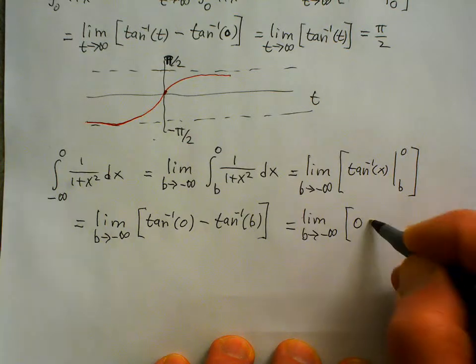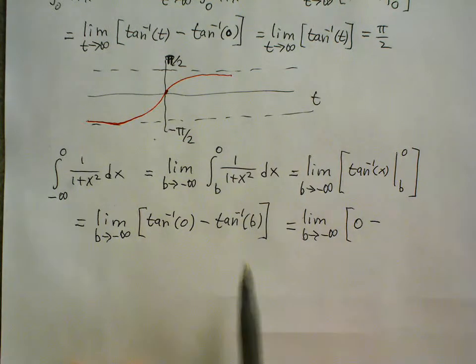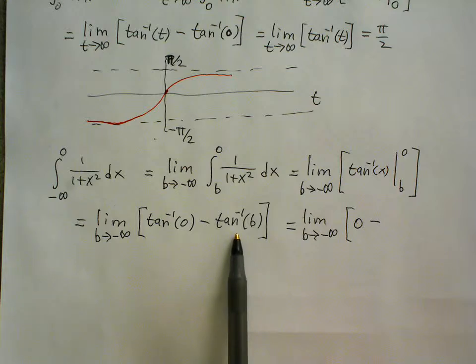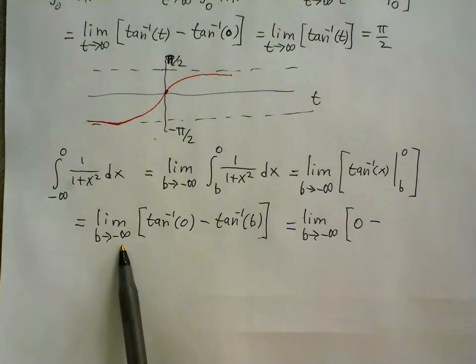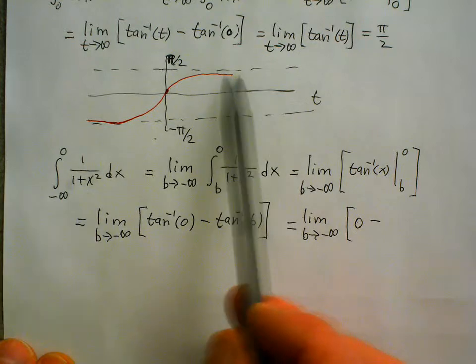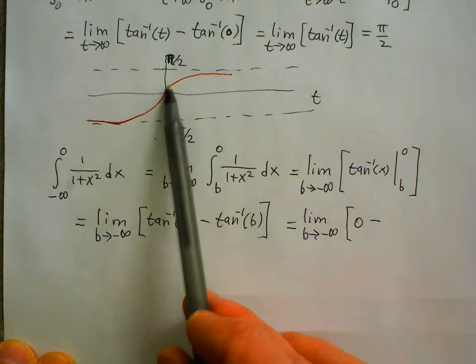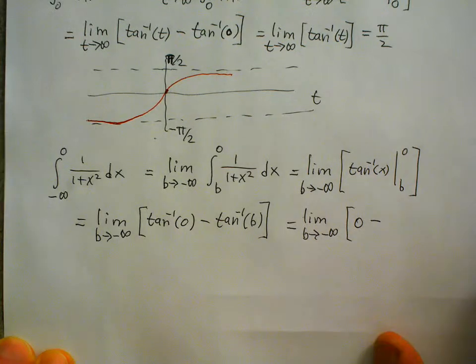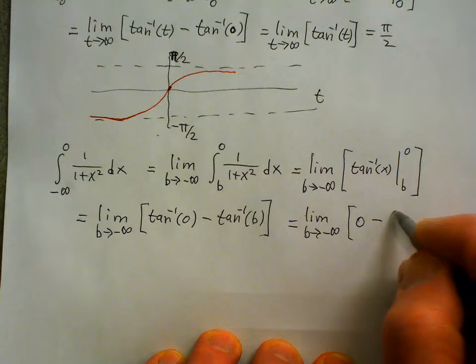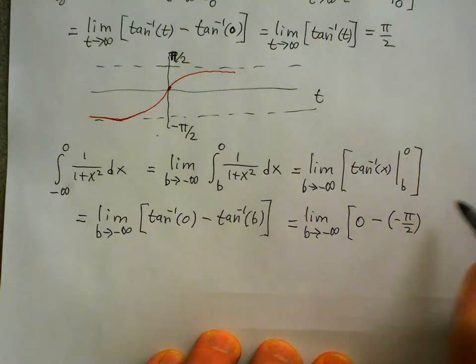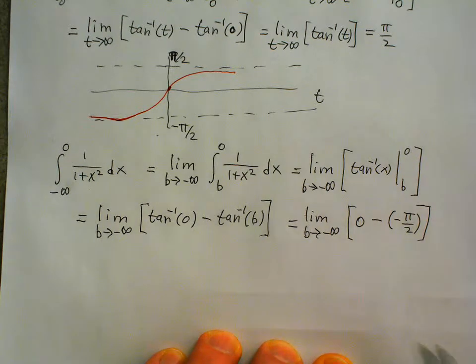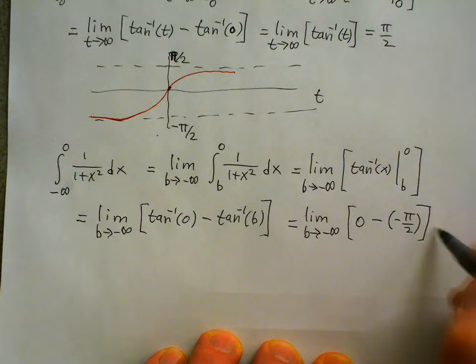So we get 0 minus, and then what does inverse tangent of b get close to as b approaches negative infinity? Yeah, negative pi over 2. We have the graph up here. So as b approaches negative infinity, inverse tangent gets close to negative pi over 2. So 0 minus negative pi over 2 is pi over 2.